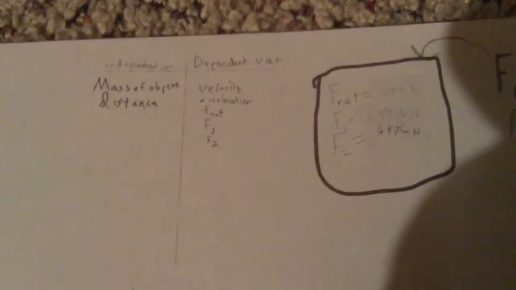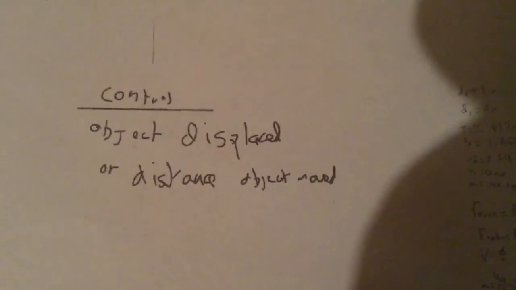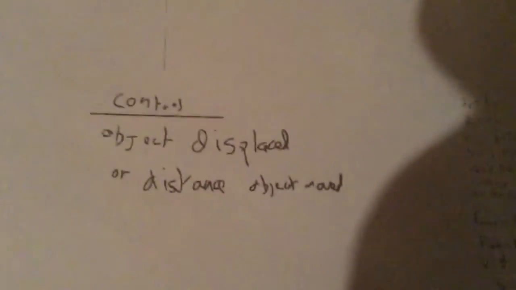For the independent variable, it was the mass of the object and the distance that I dropped it. The dependent variable was the velocity, acceleration, and the different forces. The control variables were either the object that I displaced or the distance that I dropped it. In this case, it was the object that I displaced.